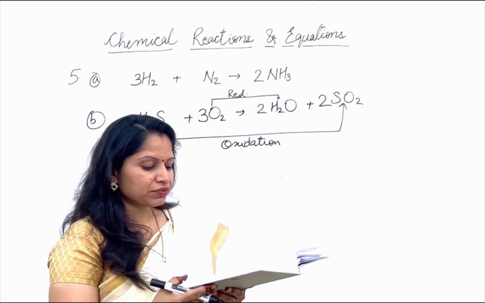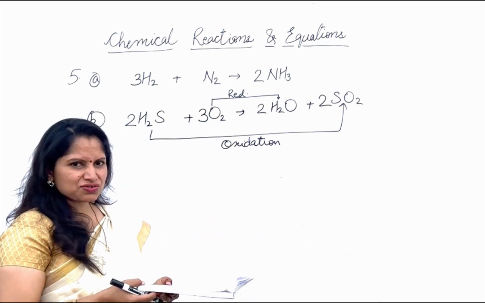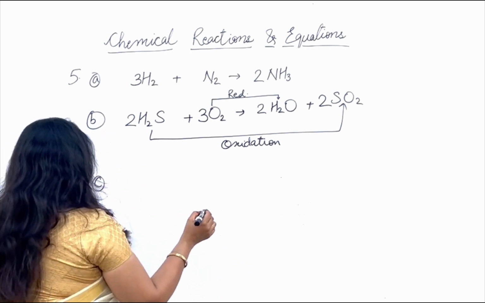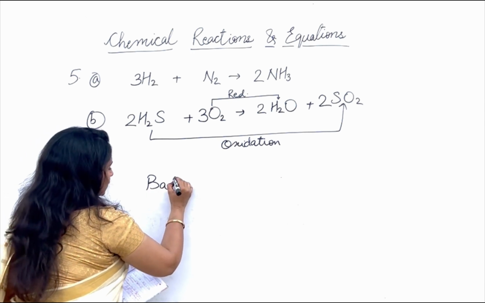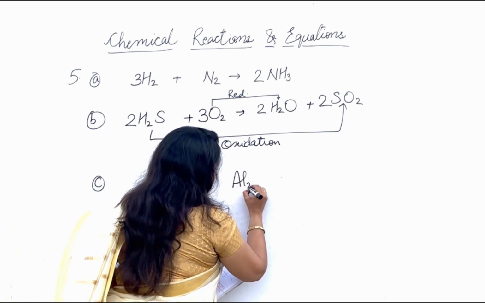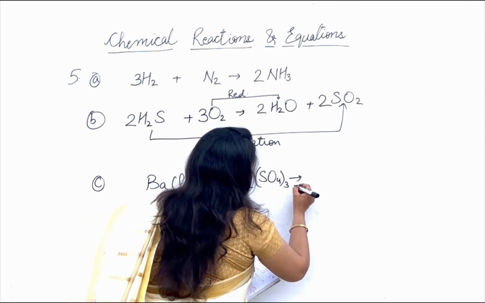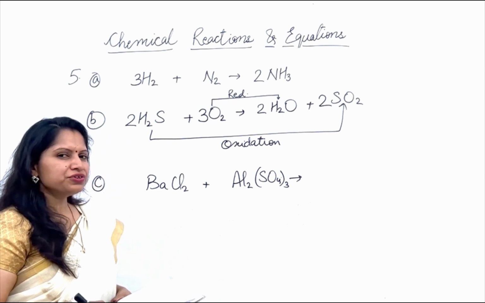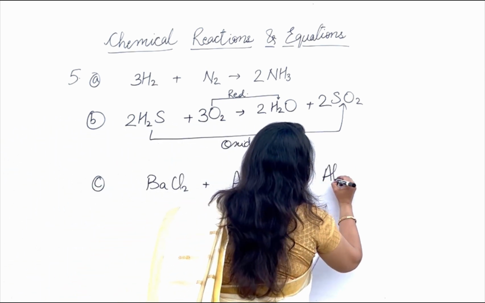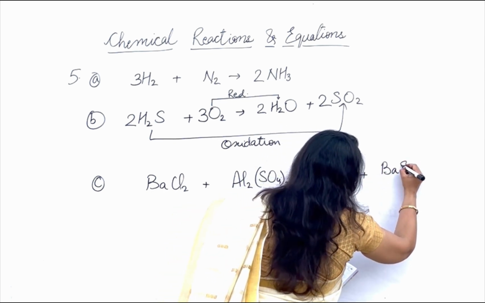Now the next one, barium chloride reacts with aluminium sulfate. We have already seen this reaction in the previous question also. Barium chloride combines with aluminium sulfate. Aluminium sulfate is Al2(SO4)3. Don't just sit and watch the video, try to work it out by yourself. It forms aluminium chloride, AlCl3, and barium sulfate.